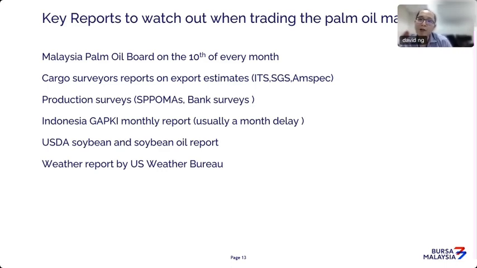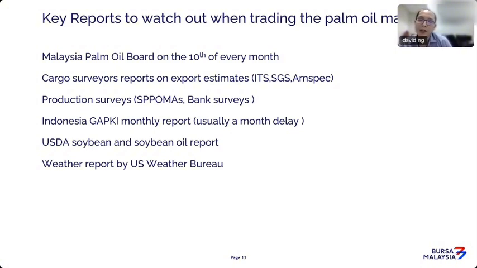But I think it's important for us to at least get a grasp on it. Every month we have reports, or in fact every week we have certain reports. It's very crucial to determine where the market is heading. So every month we have the Malaysia Palm Oil report, which is on the 10th of every month. Secondly, we always have the cargo surveillance report. Now these are all very important because cargo surveillance tells you how the export momentum is.